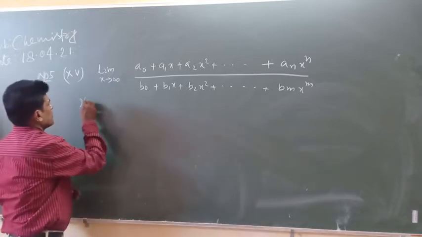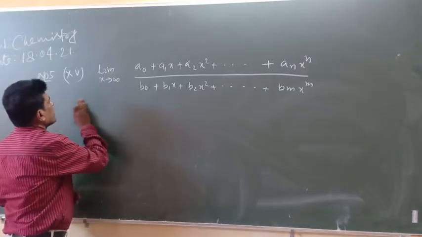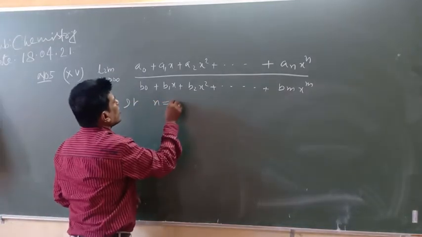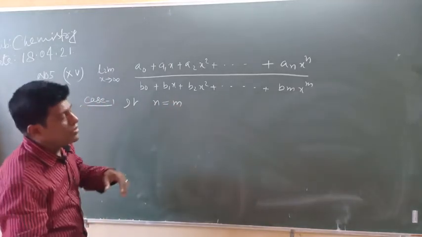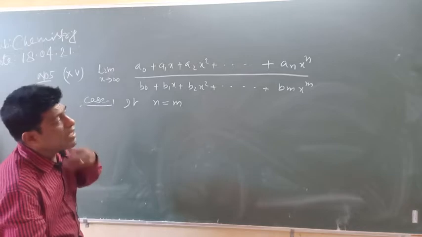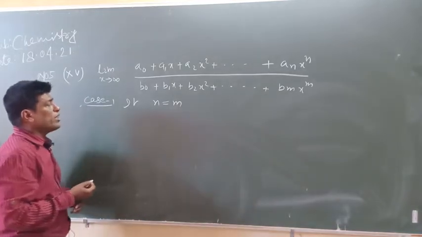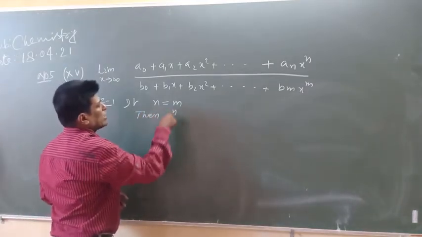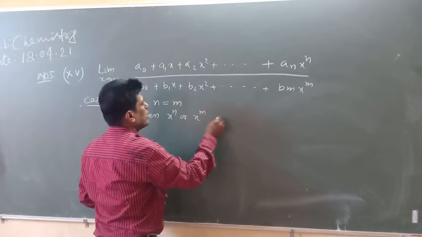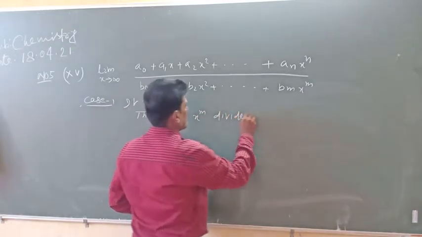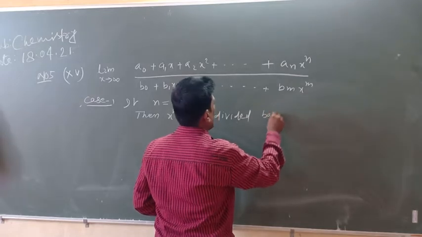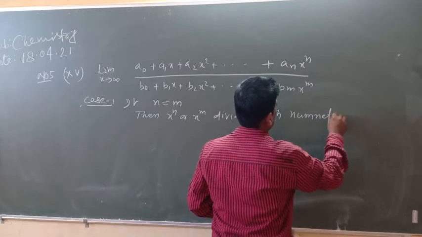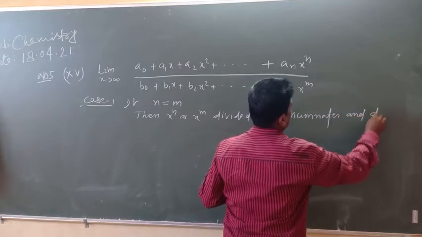Case 1, if n is equal to m; case 2, n greater than m; and case 3, m greater than n. There are 3 cases. So if n is equal to m, then we divide x to the n or x to the m throughout both numerator and denominator.